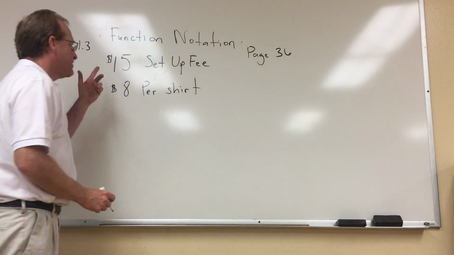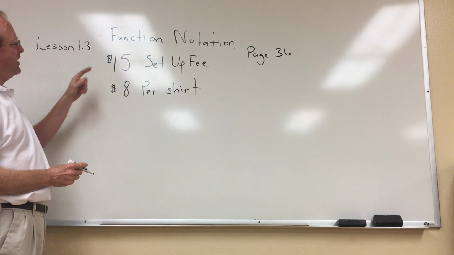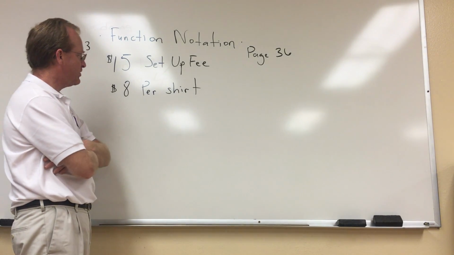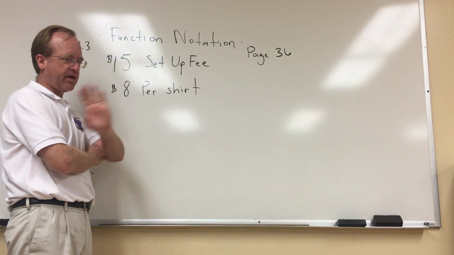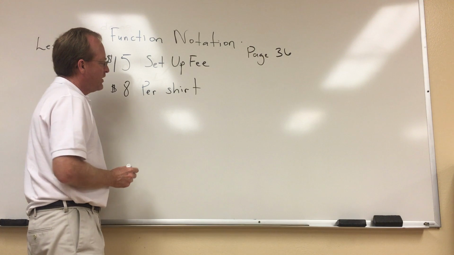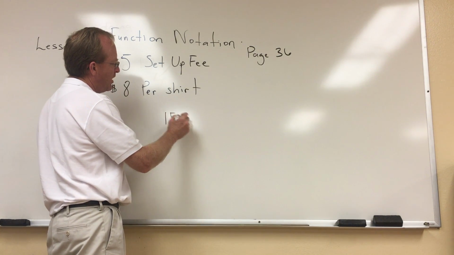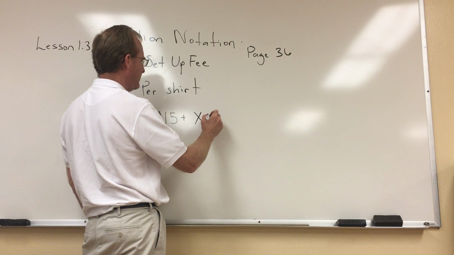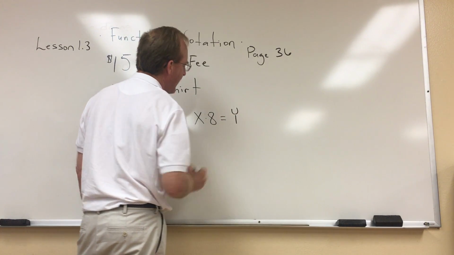Now, on page 36, if you read, they have a situation where you have a t-shirt company and they have a $15 setup fee for making shirts, and it's $8 per shirt after that. Now, the 15 bucks is just a one-time set it up, make the logo, done. So we could write this as an equation. We could write it as 15 plus x times 8 is equal to y.